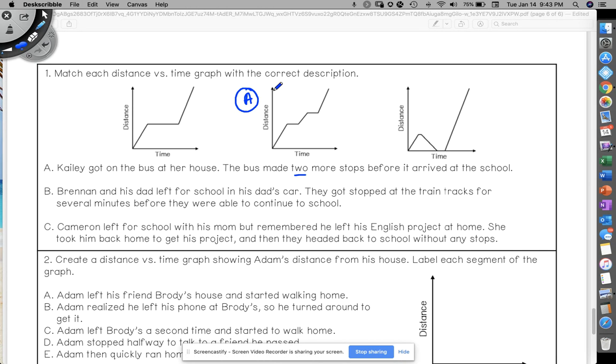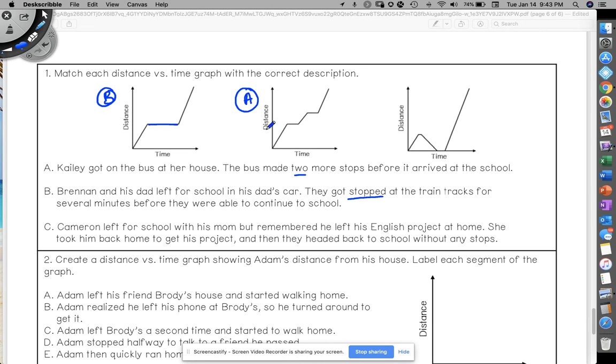B, Brennan and his dad left for school in Dad's car. So again, they're moving away. They got stopped at the train tracks for several minutes before they were able to continue to school. So I'm looking for 1 area of rest, and it says here that they rested for several minutes, which means it should be a long rest. The only one up here that would make sense for that is this very first one, B. So obviously this is where they caught the train.